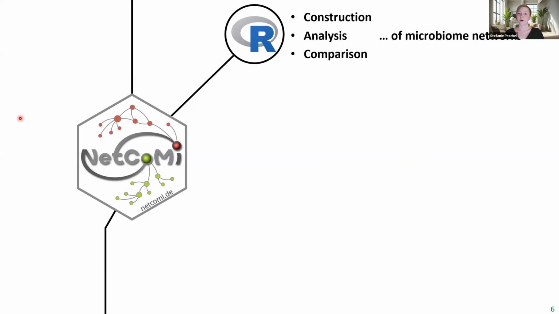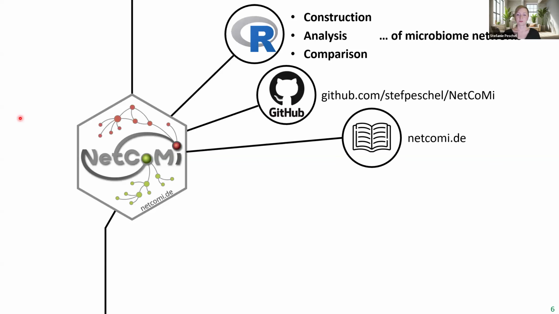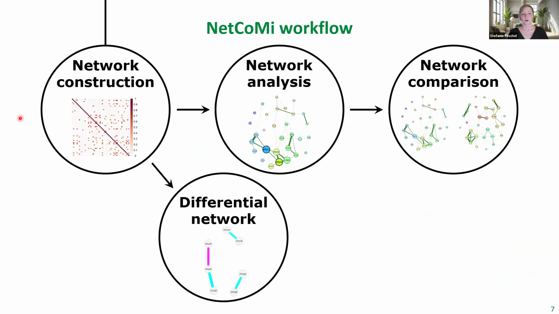Meanwhile, NetCoMi is a comprehensive R package for constructing, analyzing, and comparing microbiome networks. The package is available on GitHub, and there's also a comprehensive documentation, which you can find at netcomi.de. And we also published a corresponding paper a few years ago. There you find the methodological background about NetCoMi, and the package itself is also described in this paper. So let's have a look at the NetCoMi workflow.